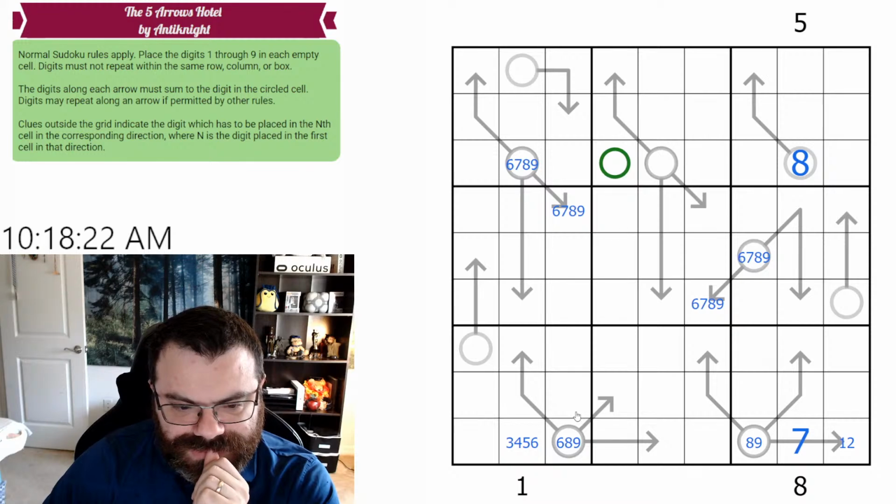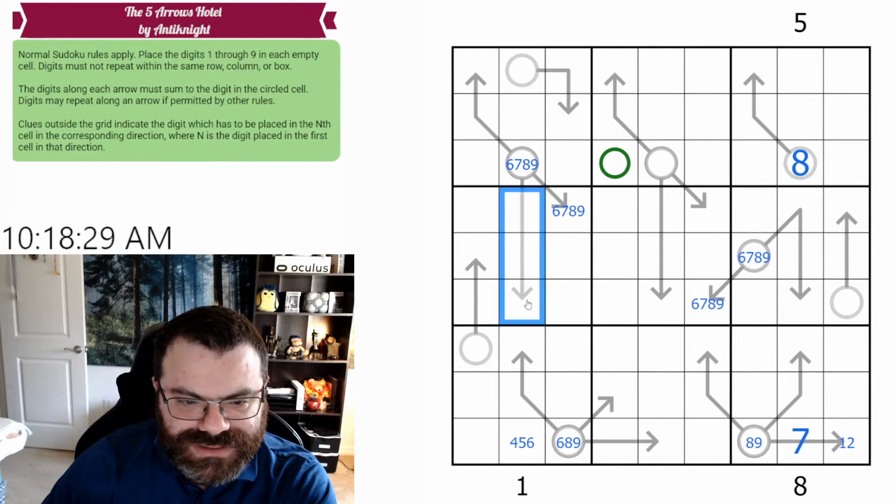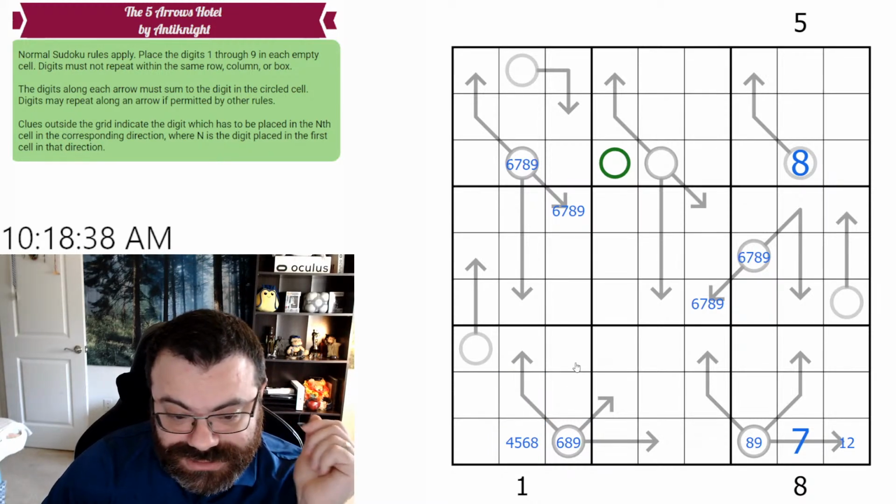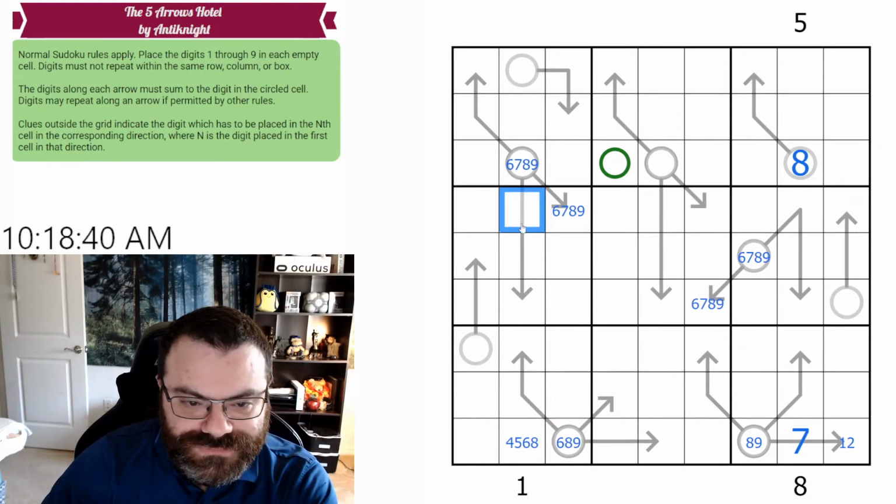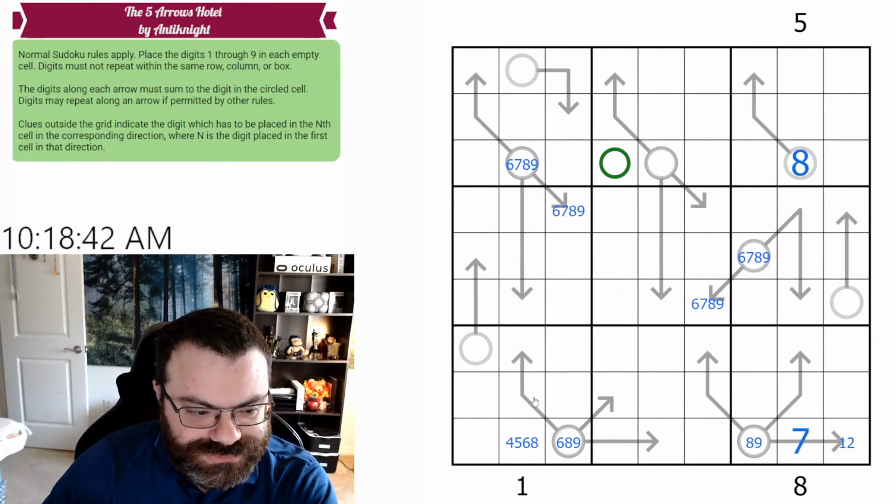I think that's okay. Sorry, not 3. I counted from the wrong... I counted from 3 instead of from 4. And then it could go to 8. Sorry, I completely miscounted that. 4 through 8 is what I highlighted.